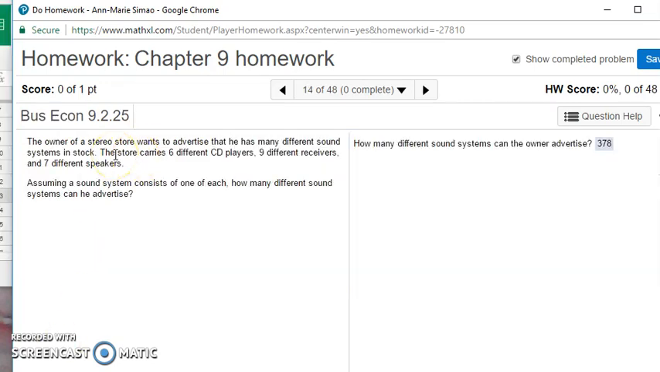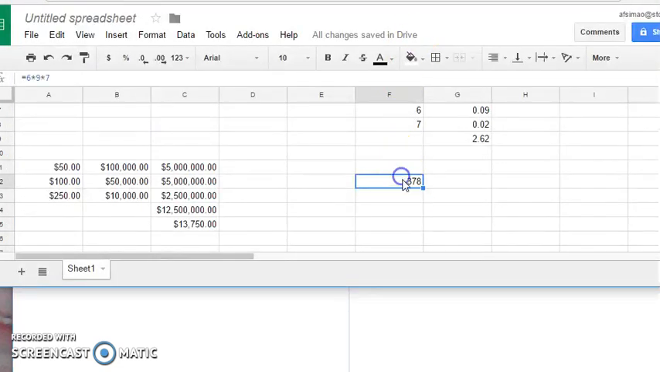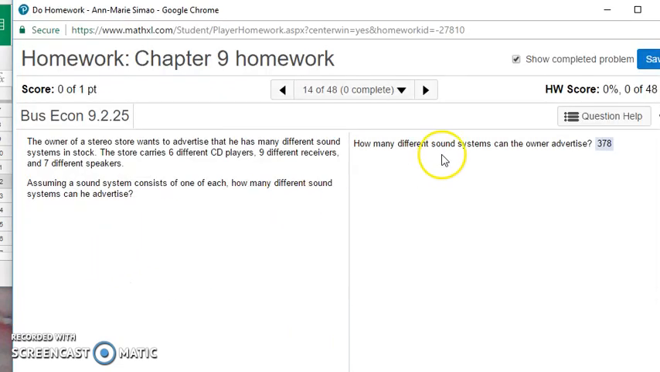The owner of a stereo store wants to advertise, and he has many sound systems in stock. The store carries 6 different CD players, 6 different receivers, and 7 different speakers. Assume a good system consists of one of each. How many different sound systems can he advertise? So how many can he make? This goes down to how many kids' meals you can make, how many dinner combinations you can make. You're basically going to multiply 6 times 6 times 7, and if I multiply 6 times 6 times 7, I'm going to get 252.